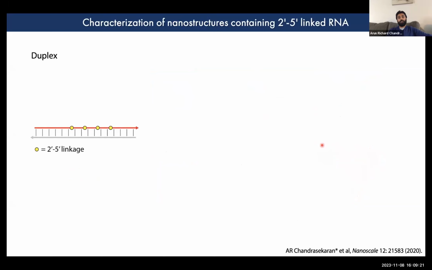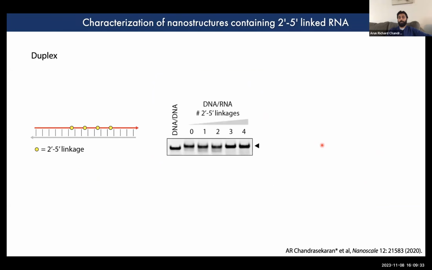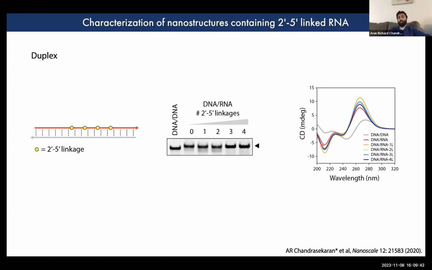So we first assembled the duplex. We replaced 1 strand with RNA, and then we replaced the RNA with RNA containing different numbers of 2'-5' linkages, typically from 1 to 4 linkages. We first tested assembly using non-denaturing polyacrylamide gel electrophoresis, and we saw that incorporation of these linkages did not affect the structure that much. We also confirmed these studies using circular dichroism spectra.